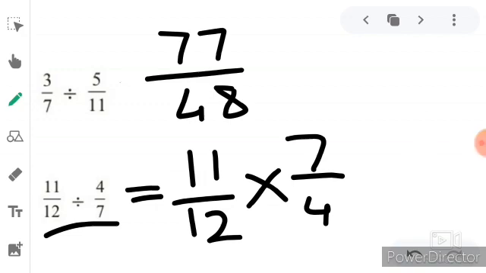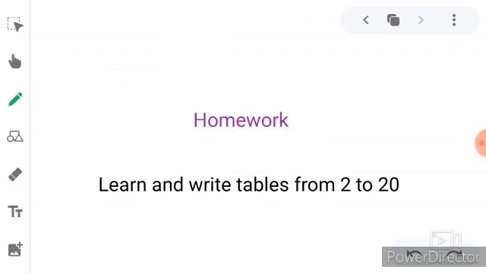This is all about the quick revision of this lesson, and students, here we have completed our lesson number 4, operations on fractions. Now it's time for homework. Your homework is to learn and write the tables from 2 to 20. The tables are compulsory for you because without tables we can't solve the examples of division and multiplication. So you will have to write down the tables and learn them. This is all about your homework.